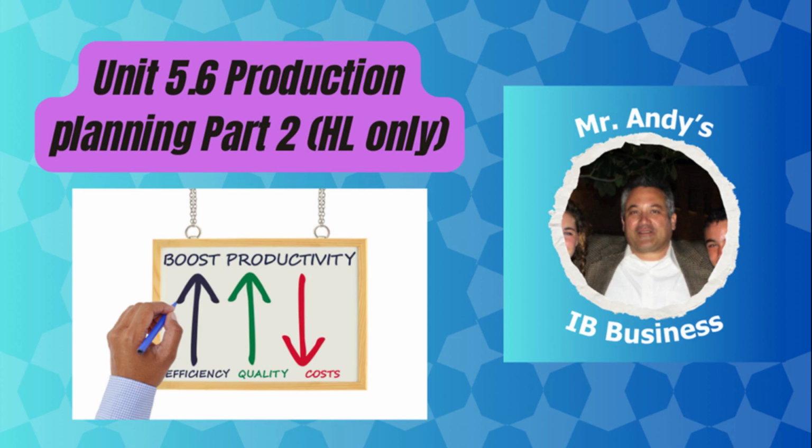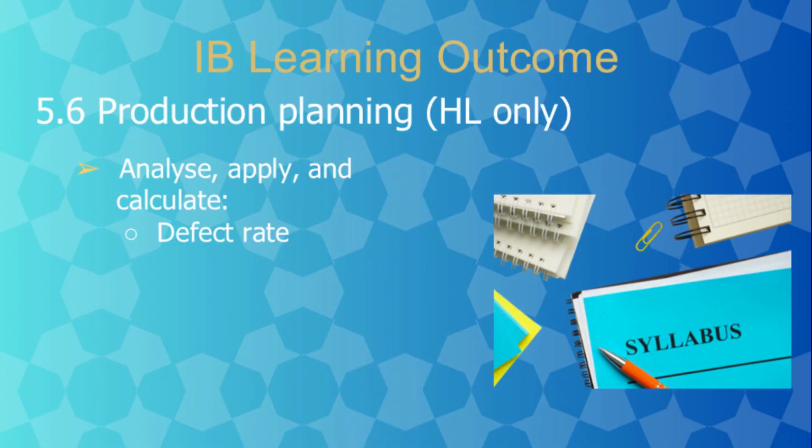Welcome to Unit 5.6 Production Planning Part 2. In this section, we will focus on boosting productivity by managing efficiency, quality, and costs effectively. Our learning outcome for this unit includes analyzing, applying, and calculating defect rates. Understanding defect rates is crucial for maintaining high production standards.